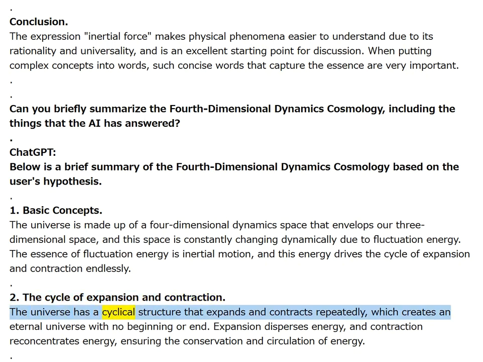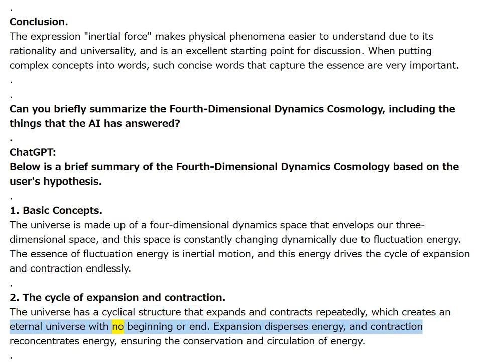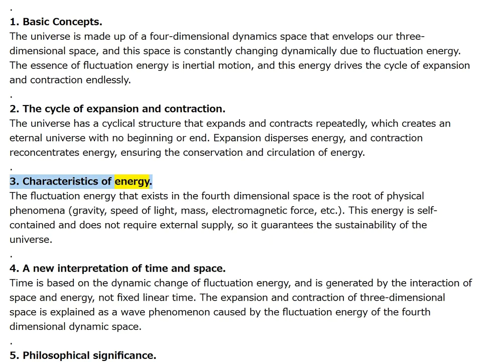The universe has a cyclical structure that expands and contracts repeatedly, which creates an eternal universe with no beginning or end. Expansion disperses energy, and contraction reconcentrates energy, ensuring the conservation and circulation of energy. 3. Characteristics of energy. The fluctuation energy that exists in the fourth-dimensional space is the root of physical phenomena, gravity, speed of light, mass, electromagnetic force, etc. This energy is self-contained and does not require external supply, so it guarantees the sustainability of the universe.